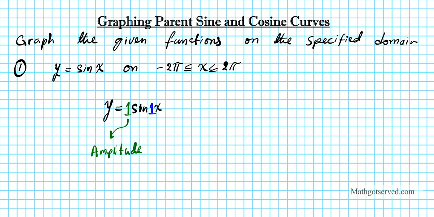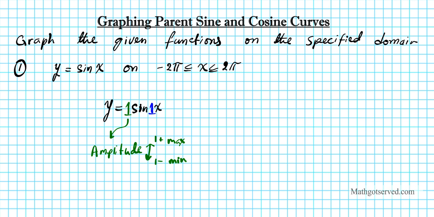Basically, that means that you're going to go up and down 1 unit. You go 1 unit up and then 1 unit down from the central position. When you go 1 unit up, you end up at the maximum. When you go 1 unit down, you end up at the minimum. That's what the amplitude tells you. So for the parent trig function, the amplitude is basically 1.